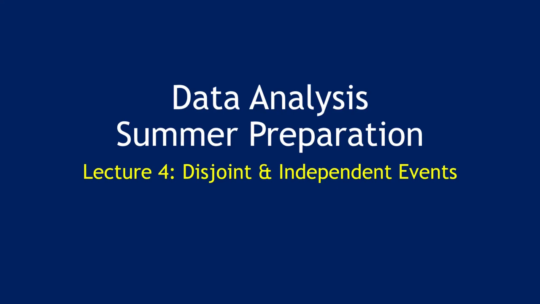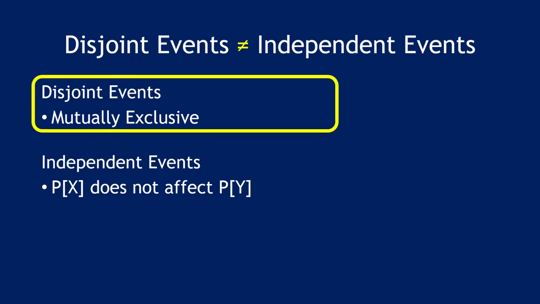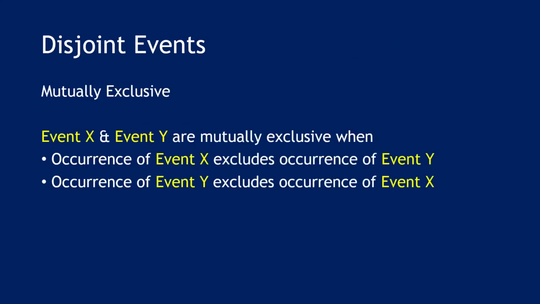Today we will talk about disjoint and independent events. We have been talking about disjoint events in our last lecture, so today we'll do a review and then we'll contrast it with independent events. Disjoint events are basically mutually exclusive, like what we have seen in the last lecture. And let's just go into a little bit more detail about this idea.